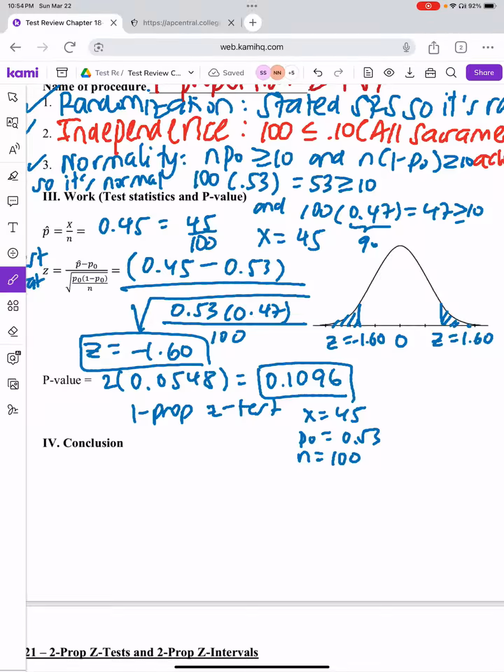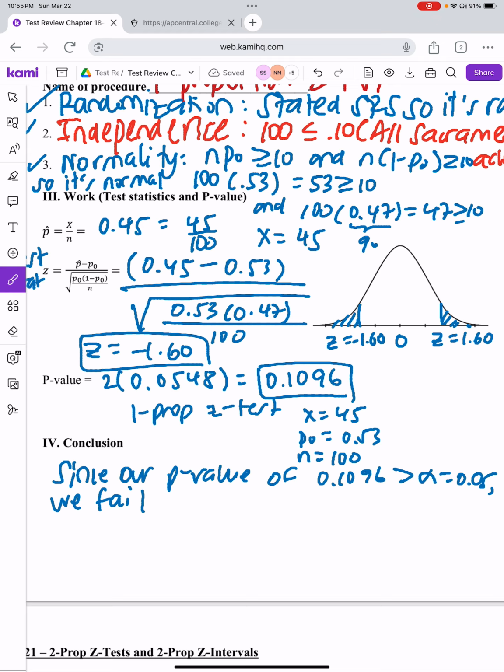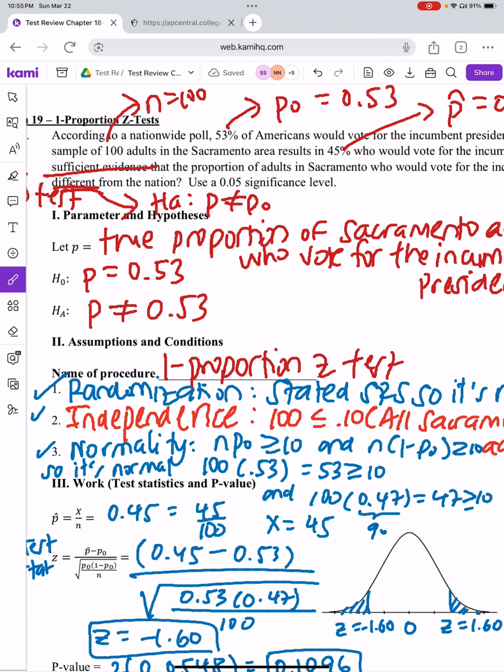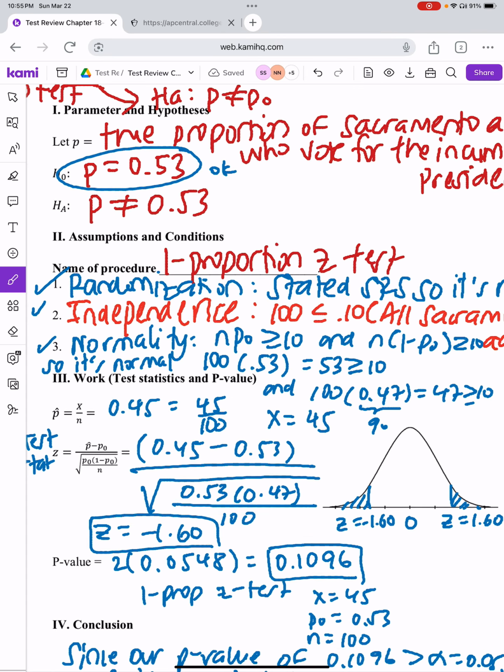Once we're done with that, we need to conclude this. There are two parts. Do we reject the null or not reject the null? Since our p-value of 0.1096 is really high, bigger than alpha, which they told us was 0.05, we fail to reject the null. We fail to reject H0. Because we failed to reject it, we don't have convincing evidence for the alternative.